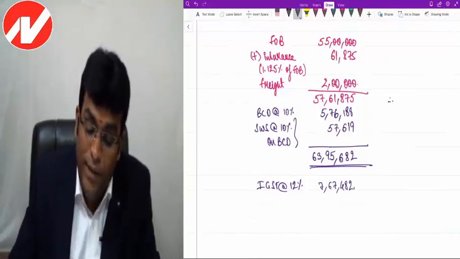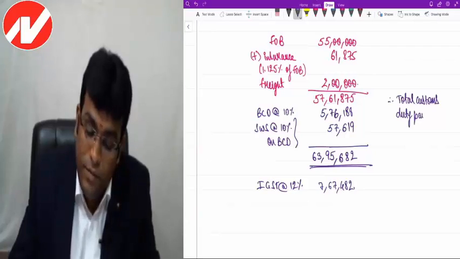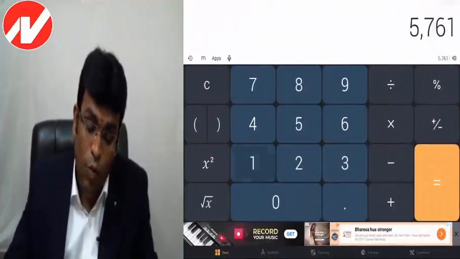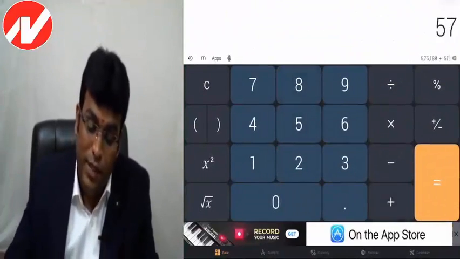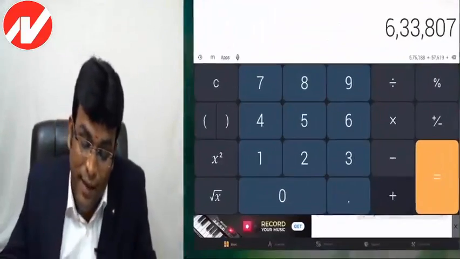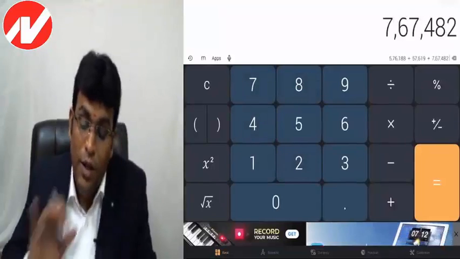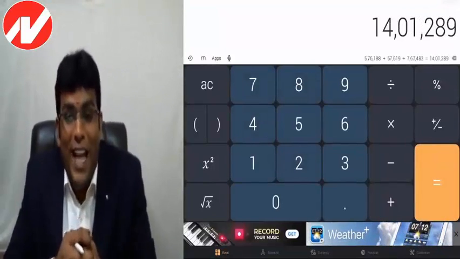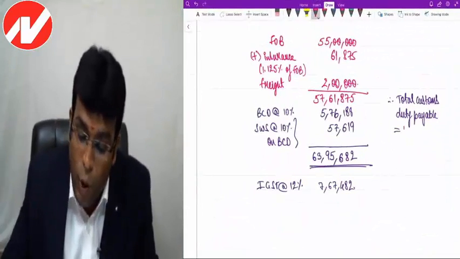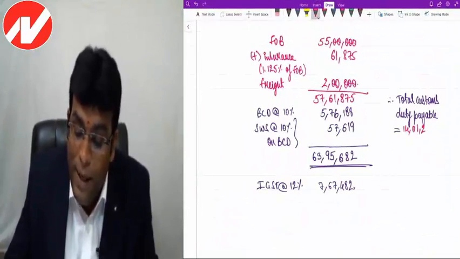Therefore, total customs duty payable will be equal to how much, friends? 576,188 plus 57,619 plus 767,482. Total figure is coming to 14 lakhs 1,289. That becomes my total customs duty payable.